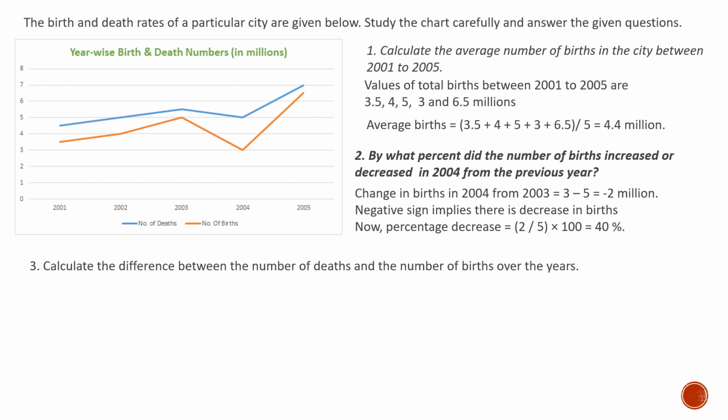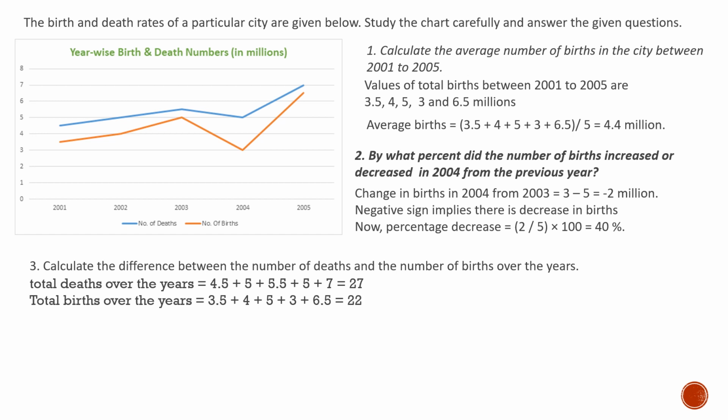Calculate the difference between the number of deaths and the number of births over the years. So total deaths over the years is 4.5 plus 5 plus 5.5 plus 5 plus 7, total 27 millions. Total births over the years is 3.5 plus 4 plus 5 plus 3 plus 6.5, so total 22 millions. So the difference between the number of deaths and births is 27 minus 22, that is 5 million.